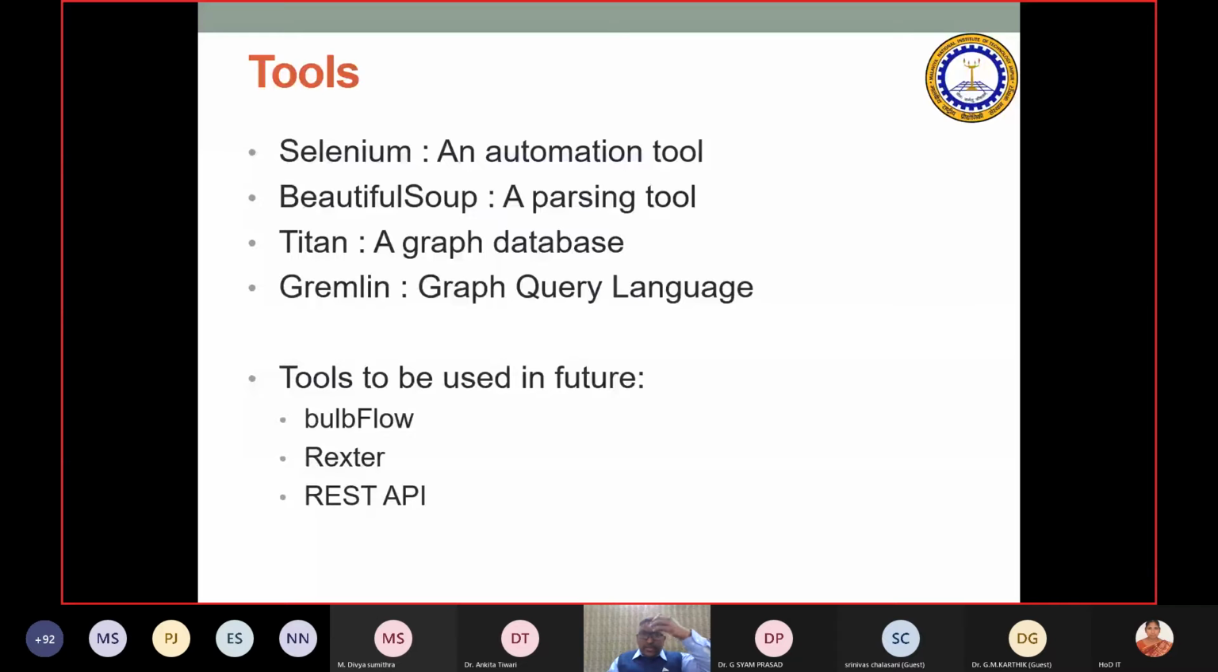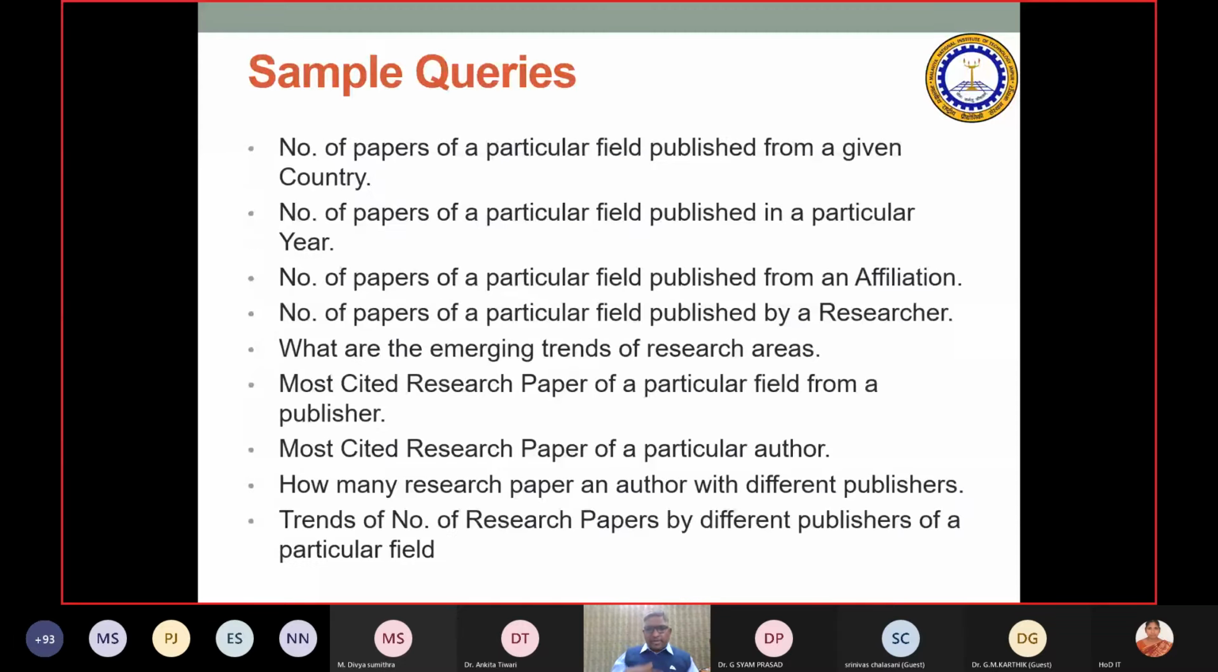So what could be the sample queries? Number of papers of a particular field published from a given journal, number of papers of a particular field published in a particular year, number of papers of a particular field published from an affiliation, number of papers of a particular field published by a particular researcher. So, a variety of queries could be done.